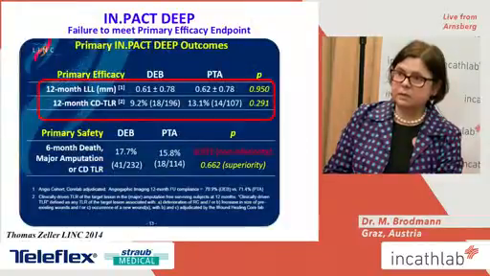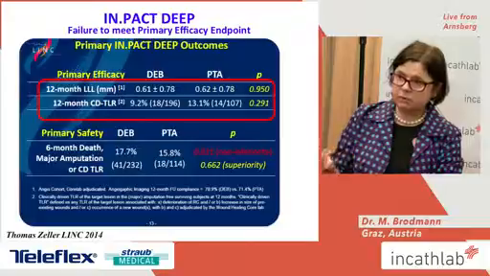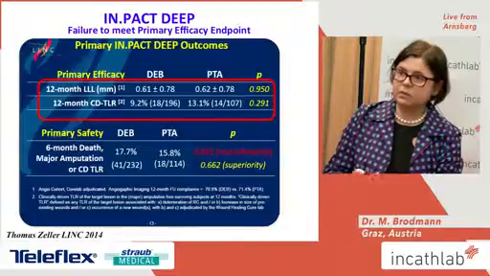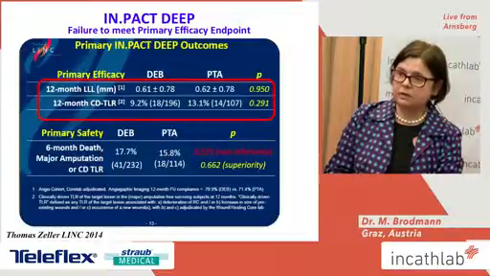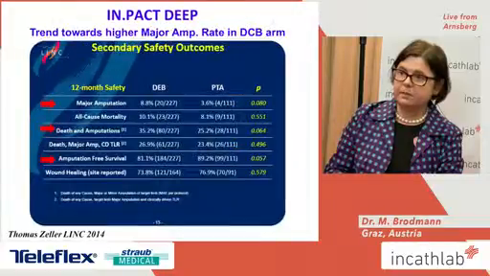This is the IMPACT Deep trial, which failed to meet the primary efficacy endpoint concerning late lumen loss, and there was no difference between the DCB and the PTA arm. But concerning clinically driven target lesion revascularization, it was a little better off in the DCB than in the PTA arm. But primary safety was the concern at the end of the day, and therefore the trial really failed.